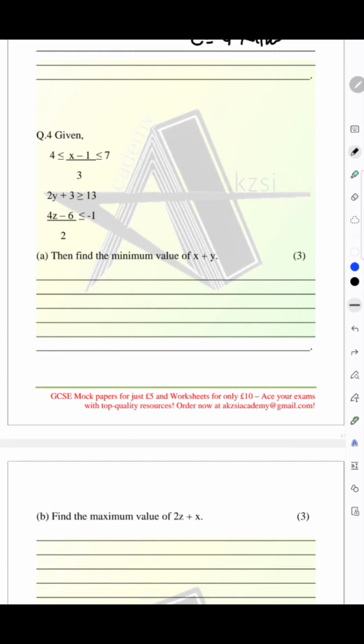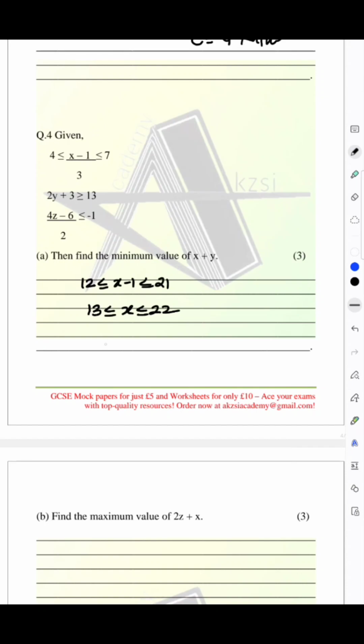Let me solve the first inequality, multiplying all the sides by 3: 12, x minus 1, 21. Adding 1 to all the sides, 13 and 22. So x is greater than or equal to 13 but less than or equal to 22.